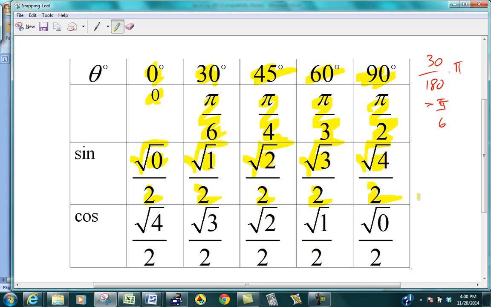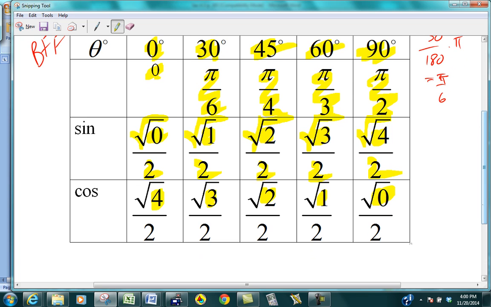Instead of remembering that triangle, particularly the 30, 60, 90 triangle, and wondering does root 3 go here or does it go there? Whatever you prefer, that's okay. But this is called the BFF table. That's why I call it the BFF. And then notice cosine runs backwards. 4, 3, 2, 1, 0. Fairly easy to memorize.